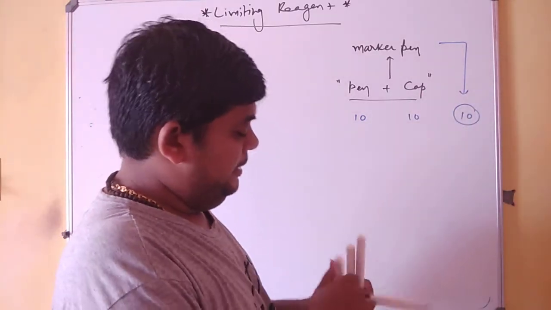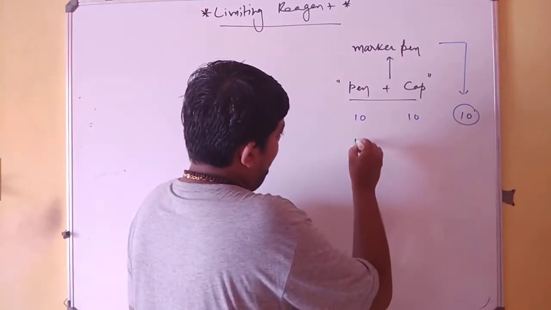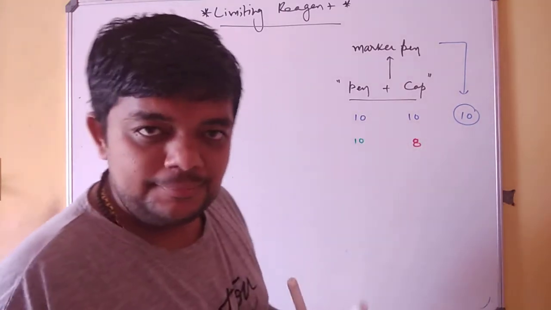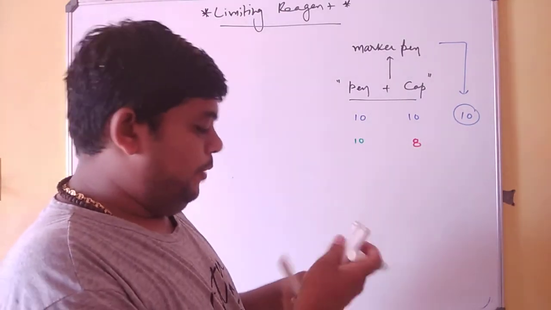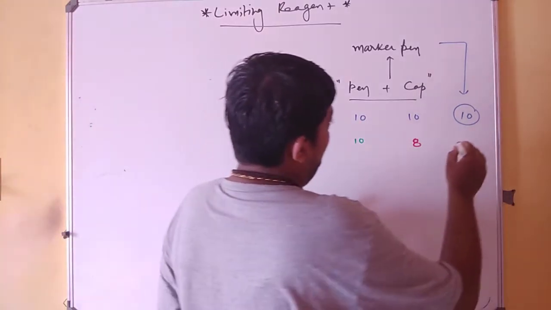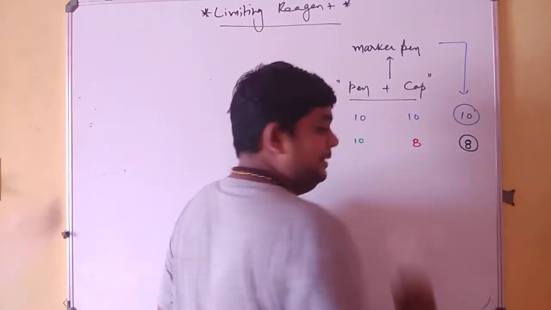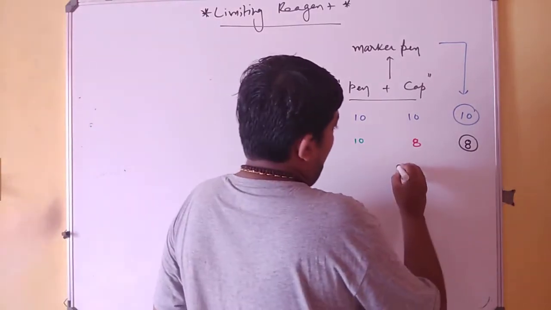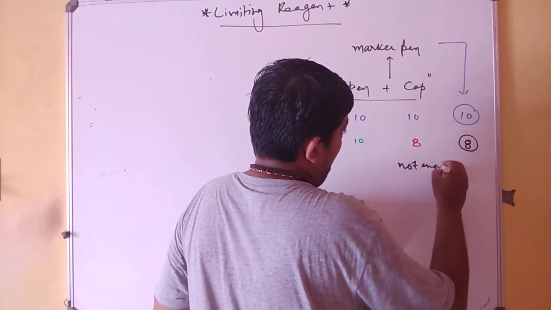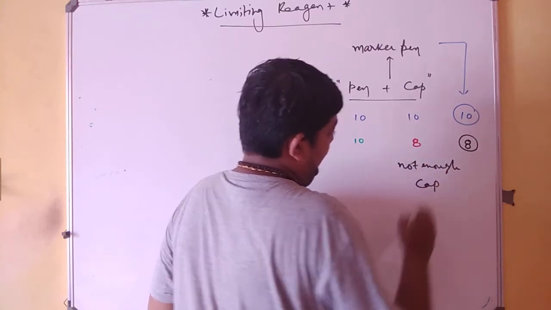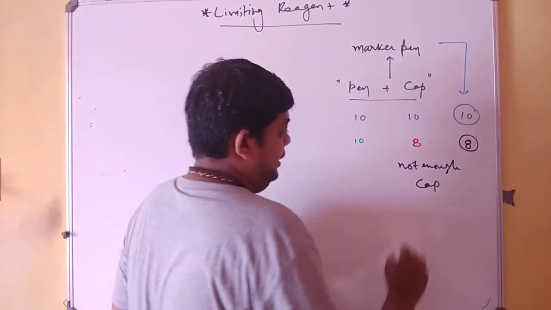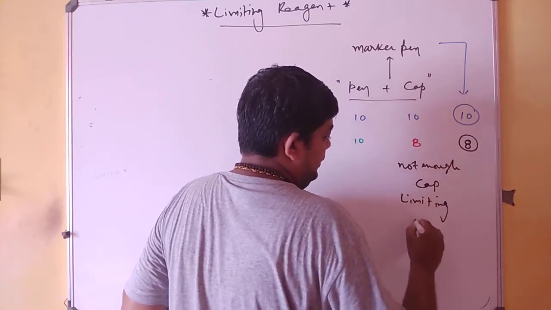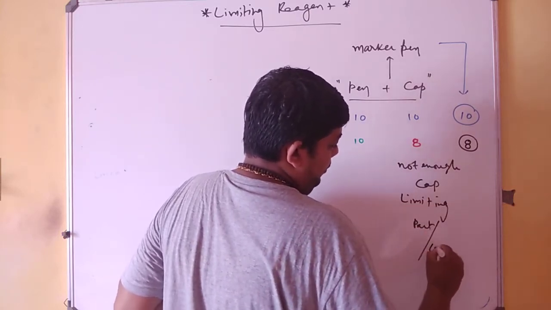But if I say I am having 10 pens and 8 caps, I can now very easily say that I'll be coming up with only 8 marker pens. I'll have 2 less marker pens because I am not having enough caps. So the cap over here becomes my limiting part or component.